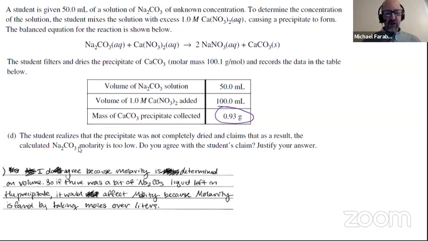They said, I do agree because molarity is determined on volume. If there was a bit of sodium carbonate liquid left on the precipitate, it would affect the molarity because molarity is found by taking moles over liters. So they're saying that the volume is too high and the molarity is too low.